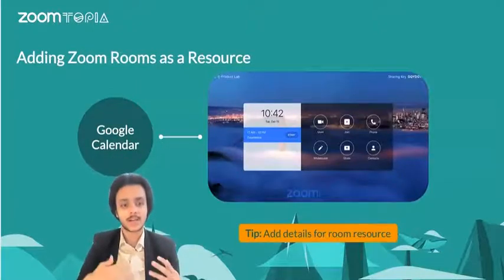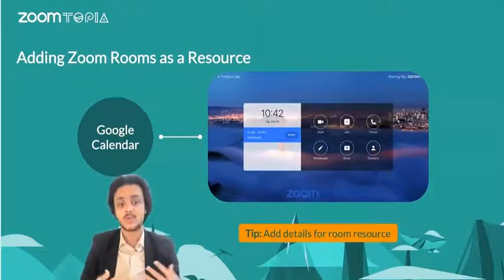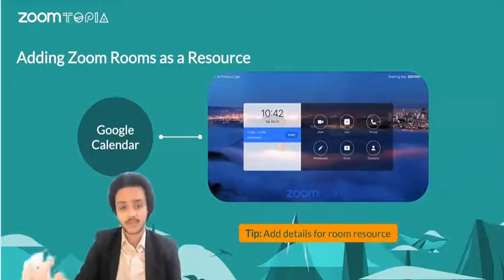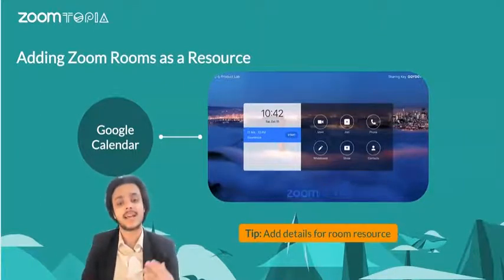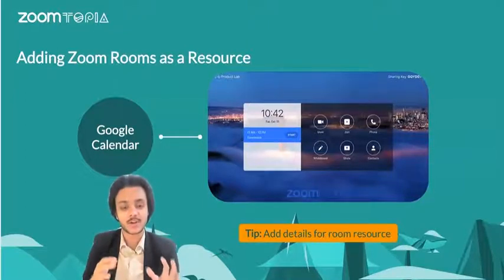Now, once you've set up the calendar sync with the right permissions, you can now start to add the Zoom rooms as a resource. So any Zoom rooms that you may have purchased or other conference rooms, you can set them up as a calendar resource object in Google. Now, our pro tip here is to figure out what are the details about the room that are important to leverage back out to the user.